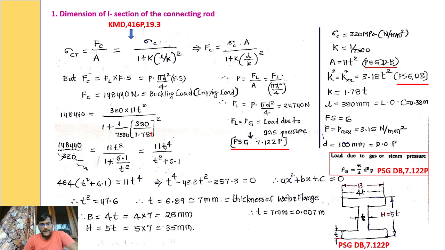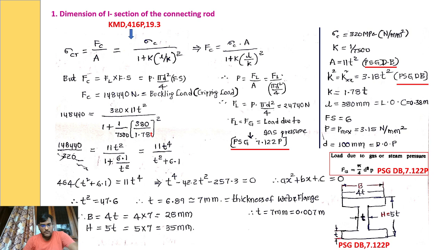So after using the calculator, in this format where a is equal to 1, b is equal to minus 42.2, and c is minus 257.3. From this equation we will get the x value, or t square value. If it is in this format, you will get the x value. But here the format is different. So you got directly t square, that is 47.6.